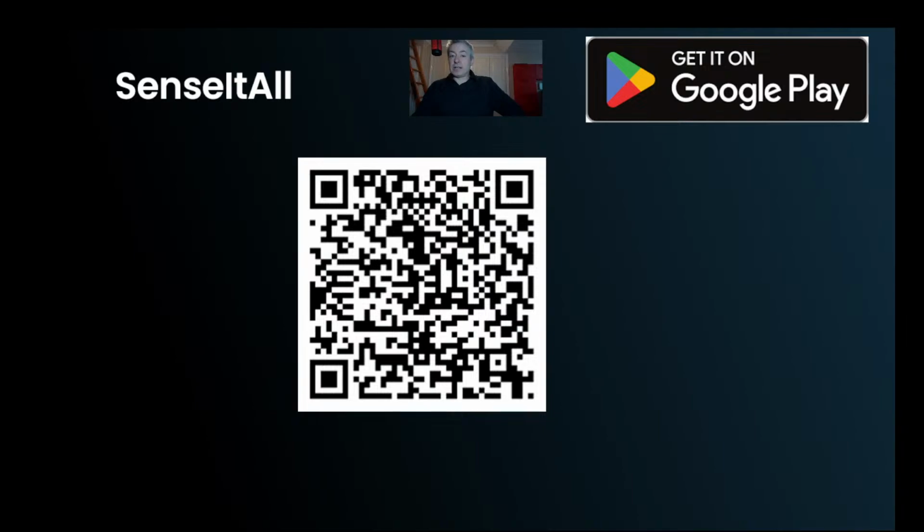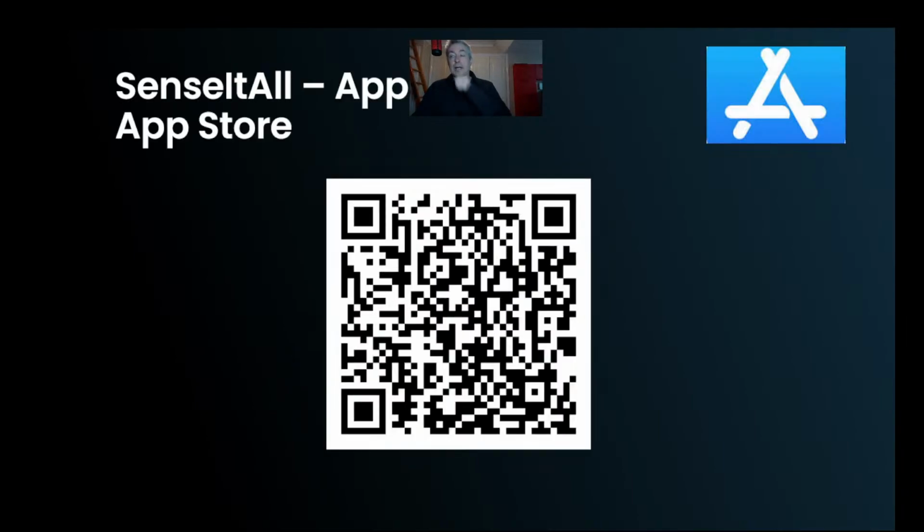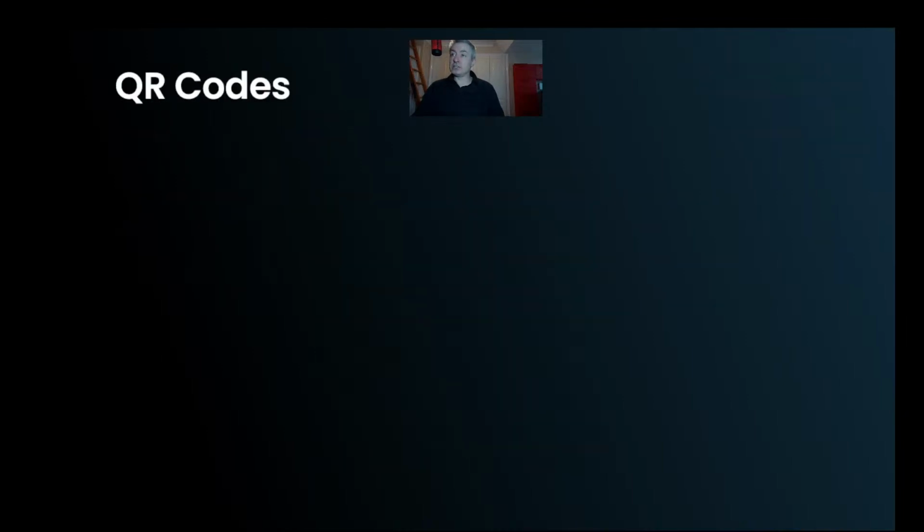So again, you can scan this QR code. It's the same one as earlier on. If you've got an Android, you can scan the Android. If you've got an iOS, an Apple phone, you can scan this. There's the nitrate app. There's the potassium app.